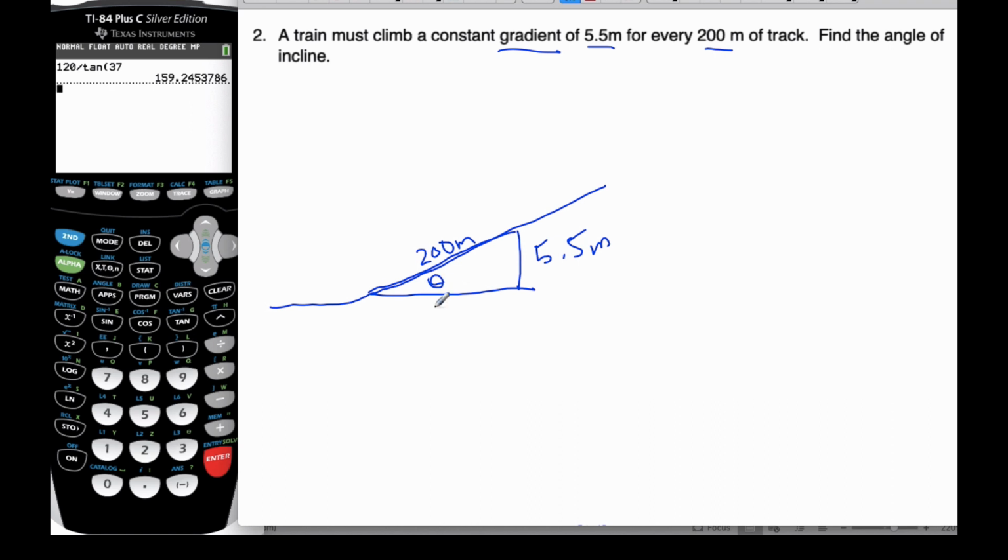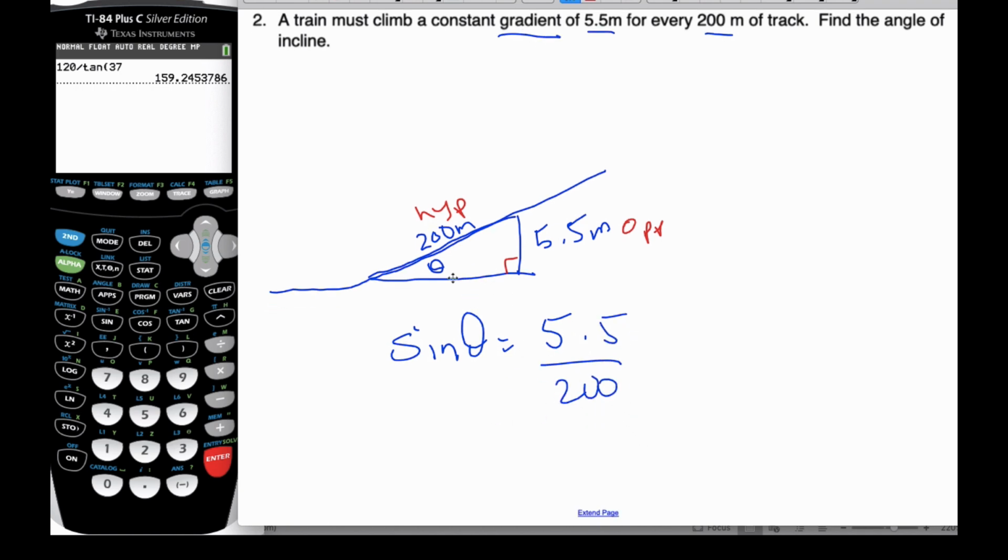Right, so if I want to find theta, again, I think about from theta, this is the opposite. And from theta, this is the hypotenuse, because there is my right angle. And so recalling that opposite over hypotenuse is the sine of theta, which is equal to the opposite 5.5 divided by 200. Now, if I want to find an angle in my calculator, I don't do sine, I'm going to do the blue one here, the inverse sine. And so theta will equal the inverse sine of 5.5 over 200.